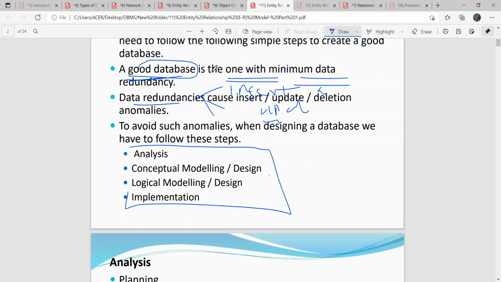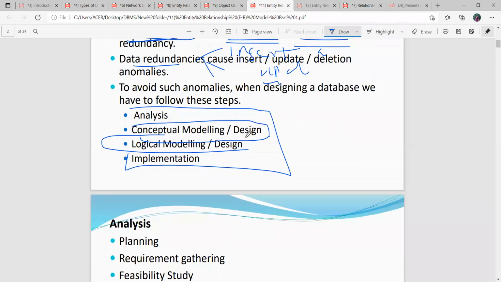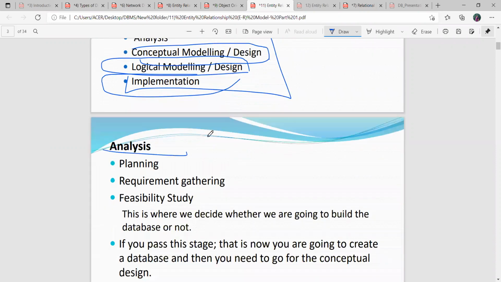The first one is analysis. Then the second one is conceptual modeling and designing. Then the next one is logical modeling and designing, and the last one is implementation. Let's discuss the first step.